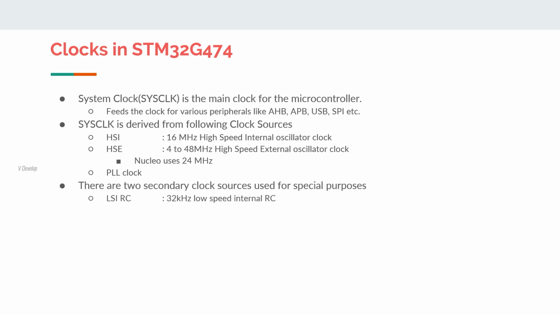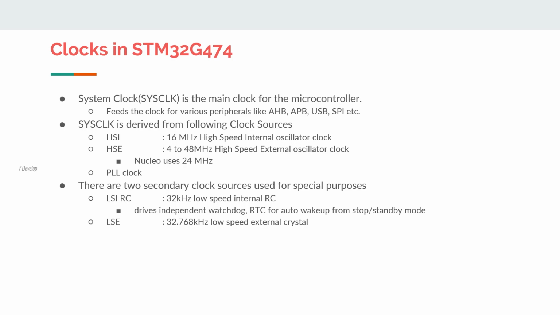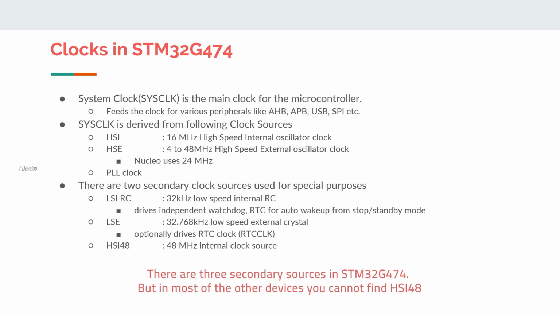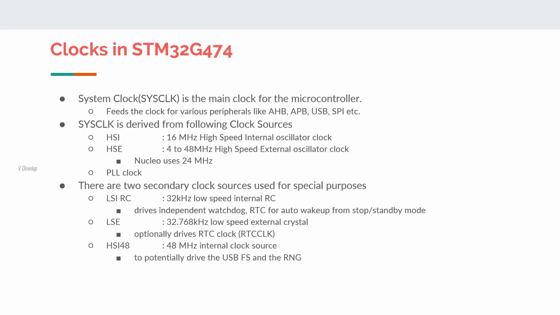There are two secondary clock sources used for special purposes. LSI RC is the 32 kHz low speed internal RC. This is used for driving the independent watchdog and RTC for auto wake up from stop or standby mode. Then we have LSE. It is a 32.768 kHz low speed external crystal, and optionally it drives the RTC clock. And the last one, HSI48. It is a 48 MHz internal clock source to potentially drive the USB-FS and the RNG. RNG means random number generator. It is a peripheral seen in some STM32 devices.